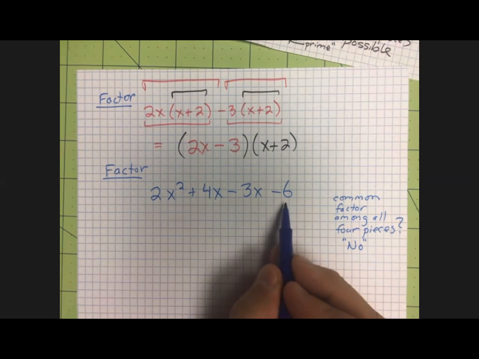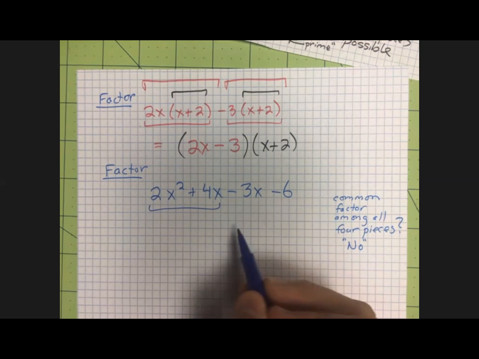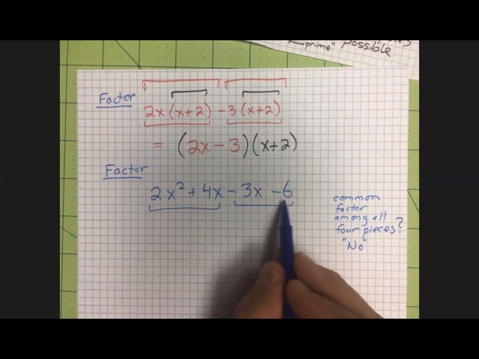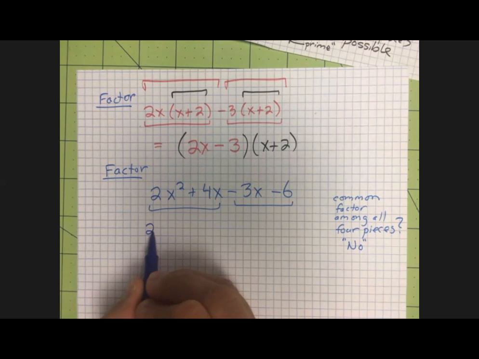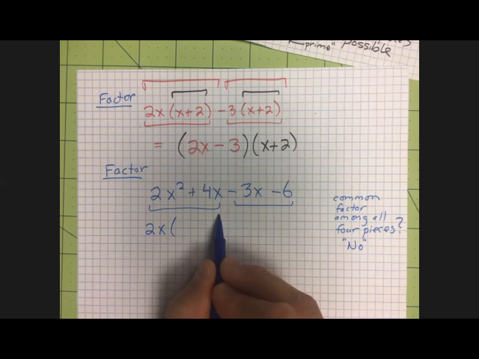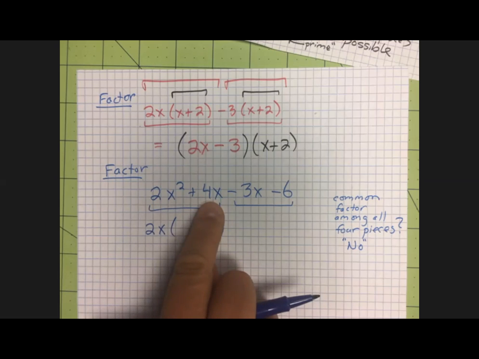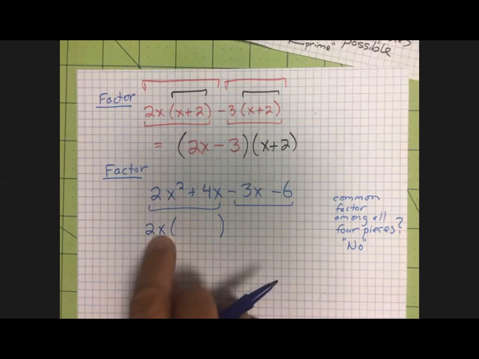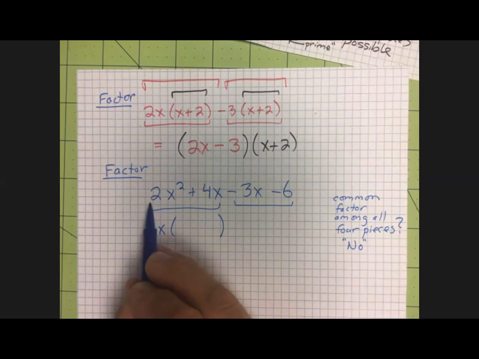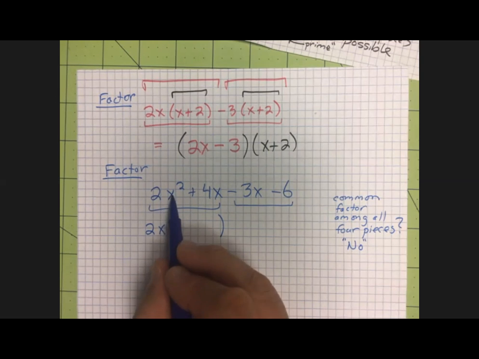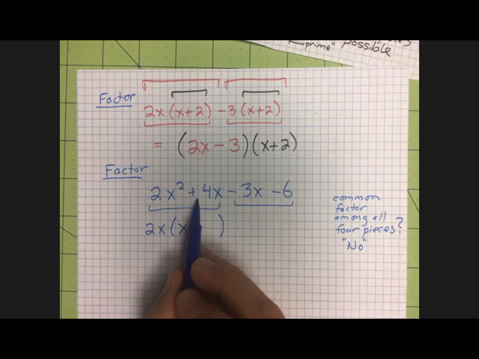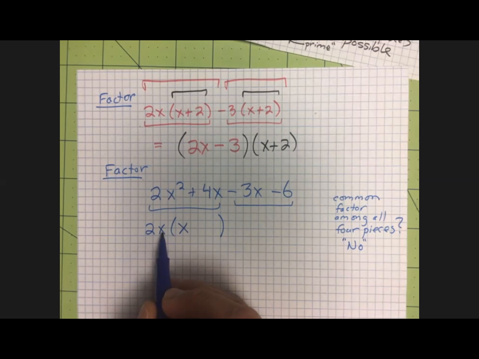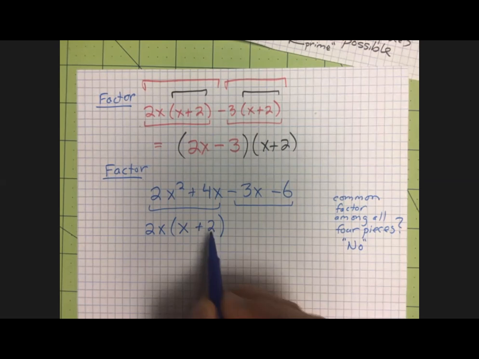All 4 pieces don't have anything in common, but look at this. The first 2 pieces do. Even the second 2 pieces have a 3 in common. I can go farther, but look at the first 2 pieces. They both have a 2, they both have an x. That's the most I can get. If I pull out that 2x, do you see what's left over? 2x squared, and I remove a 2 and an x. What's left is an x. Here, if I have 4x and I remove a 2 and an x, I have a 2 left over.